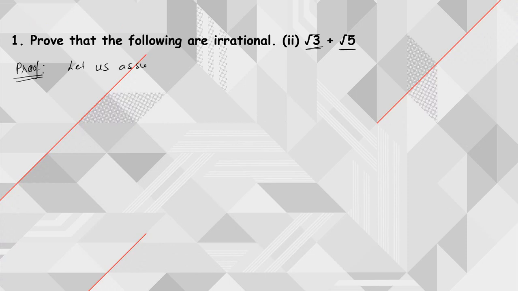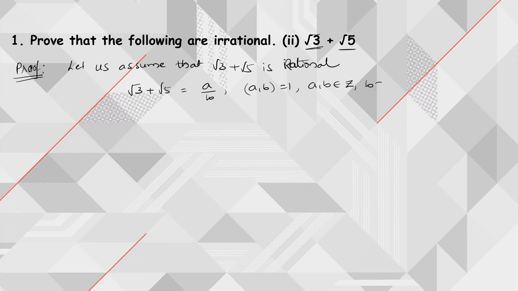Let us assume that root 3 plus root 5 is a rational number. Whenever you consider this, you can write root 3 plus root 5 is equal to some a by b, where the HCF of a comma b is equal to 1 and a comma b belongs to integers and b is not equal to 0.